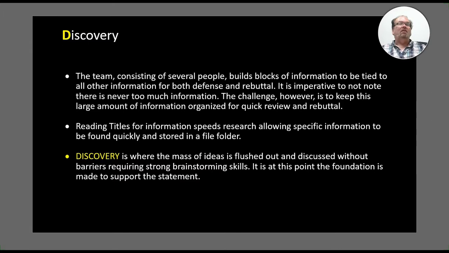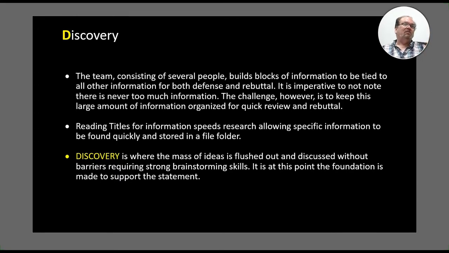Discovery, the first one, is where the mass of ideas, mass is lots, is flushed out. When you flush something out, it's not flushing something down the toilet. Flushing out means to bring it to the front, bring it forward so you can see it. The opposite of flushed out is hidden. So you want to find that hidden argument.